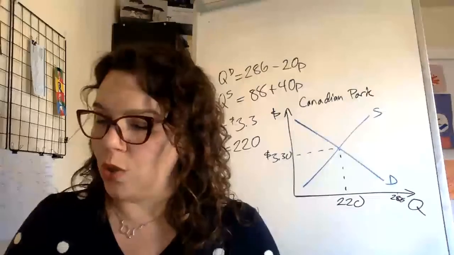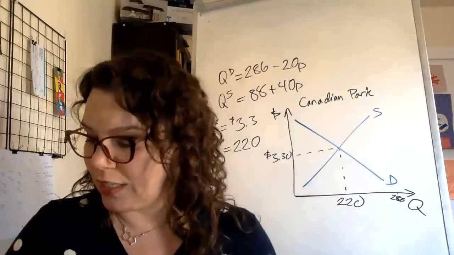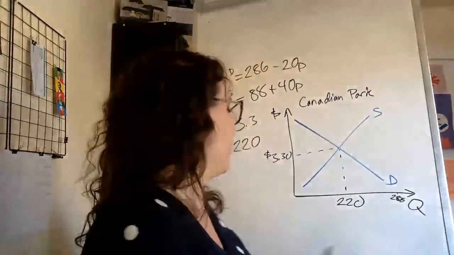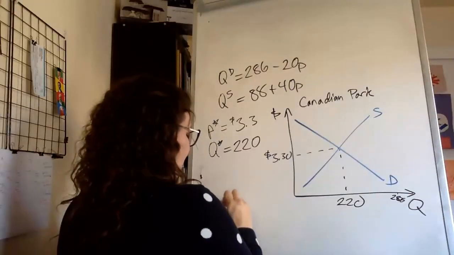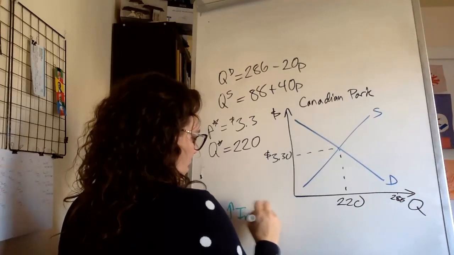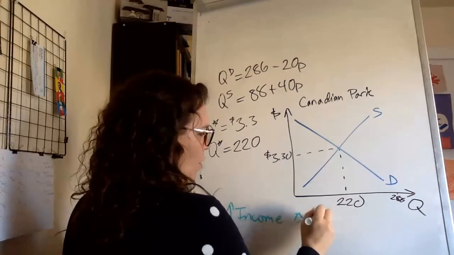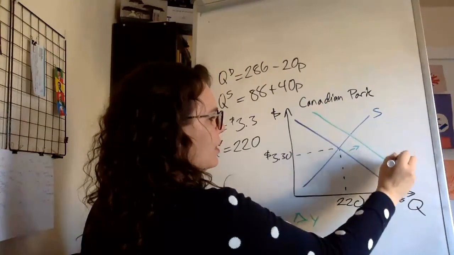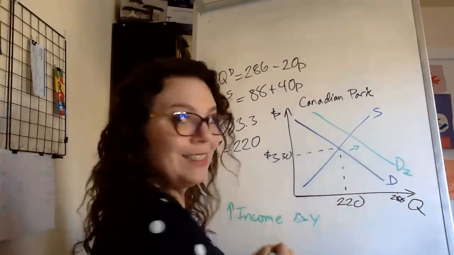We can also go through the examples we did in class. So we could talk about, in the assignment, we had the increase in income, right? The change in Y. That's going to shift demand out. We saw that an increase in income increased demand.